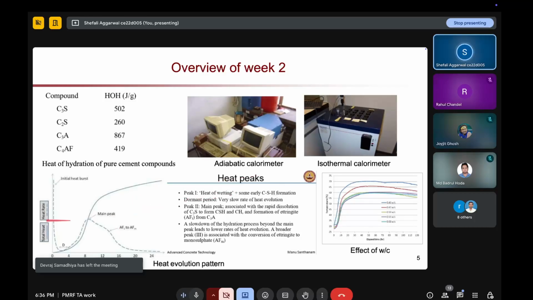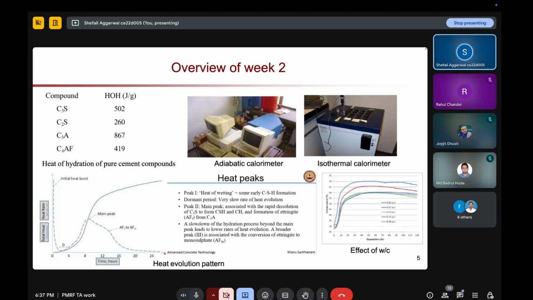If we talk about a normal cement, OPC, this is a general heat of hydration curve of a normal cement mixed with water, and this is the total heat generated. Initially there is a heat burst, and then a slow reaction, called the dormant period. Then this is the main peak, which is the reaction of C3S with water, and then this is due to conversion of AFt to AFm, and then it slows down.